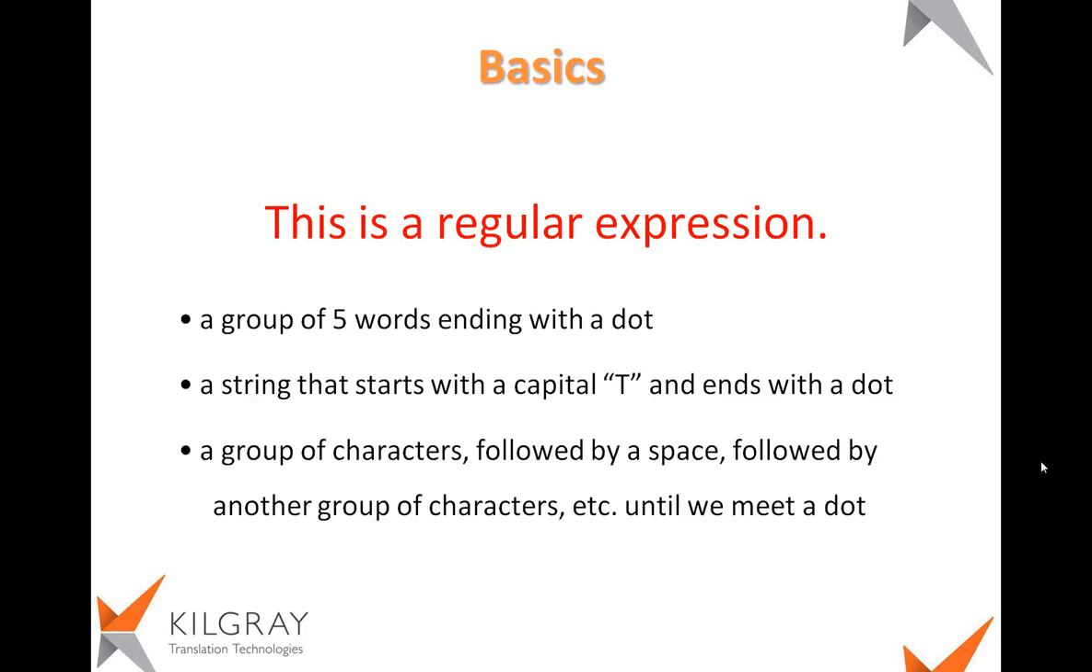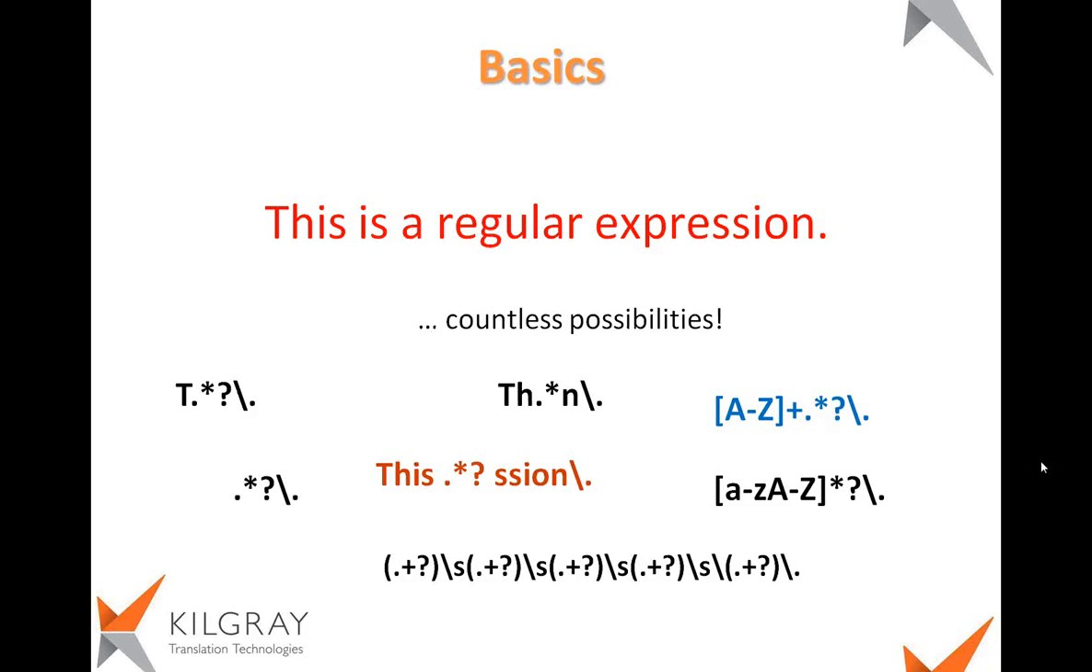You could say that it's a group of 5 words ending with a dot. You could say that it's a text string that starts with a capital T and ends with a dot and has lots of things in between. Or you could say it's a group of characters followed by a space, then followed by another group of characters, then a space, and so on until you meet a dot. Those are just 3 ways that you can describe this very simple sentence, but there are lots of other ways that you could use. And that's a bit of the problem with regular expressions.